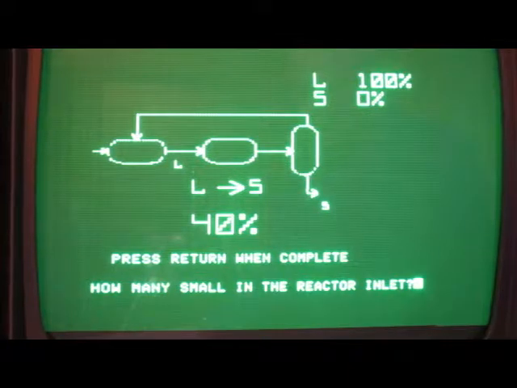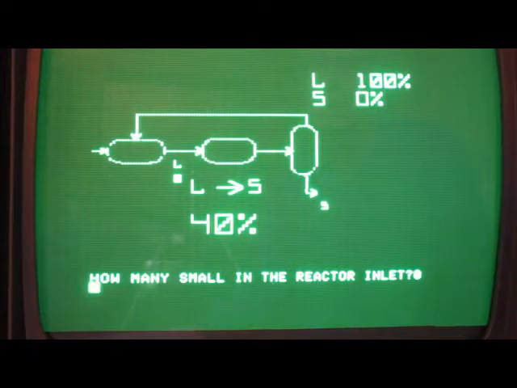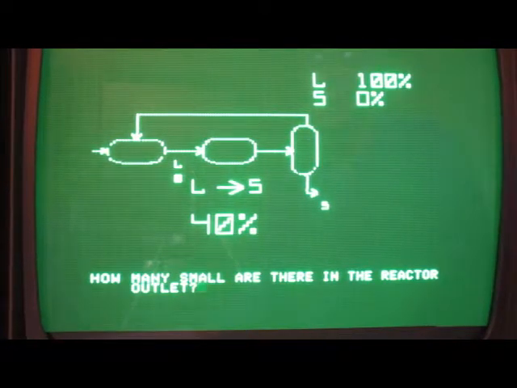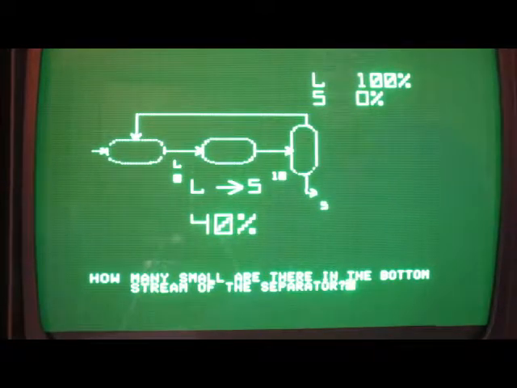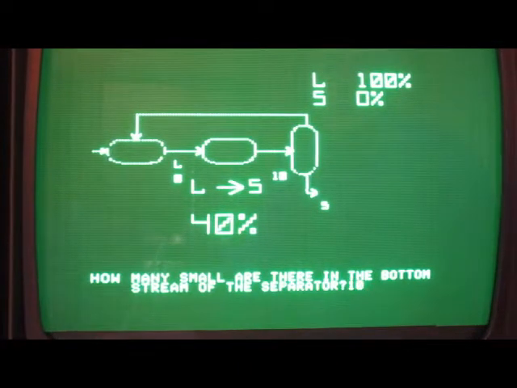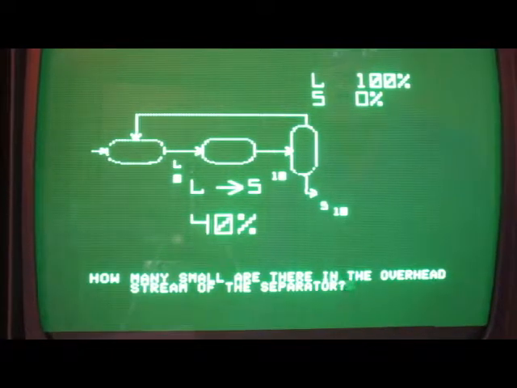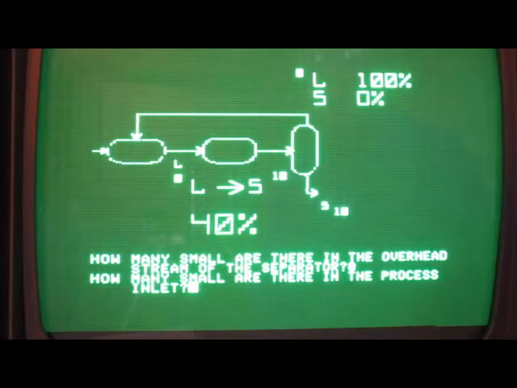How many small in the reactor inlet? How many small are there in the reactor outlet? How many small are in the bottom stream of the separator? Well, if there are 10 coming in and they all go out the bottom, there will be 10. How many small are there in the overhead stream of the separator? 0. How many small are there in the process inlet? That will be 0 too.